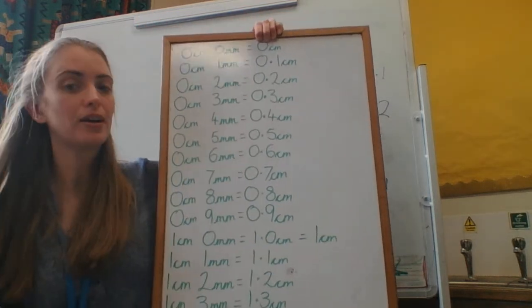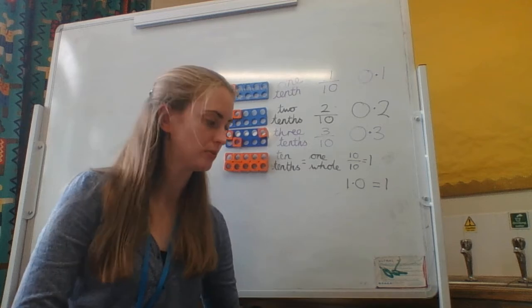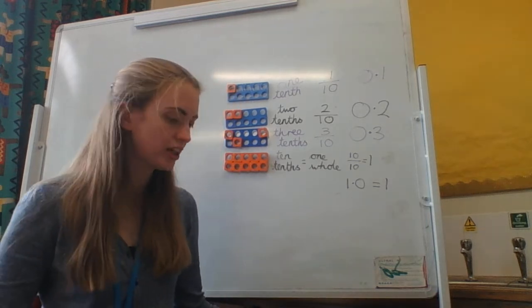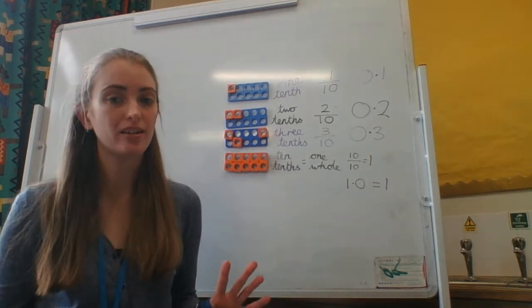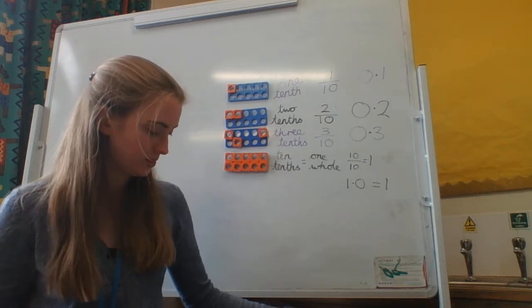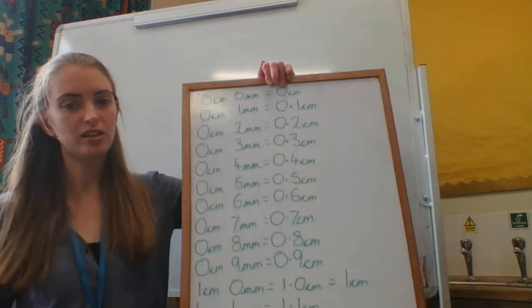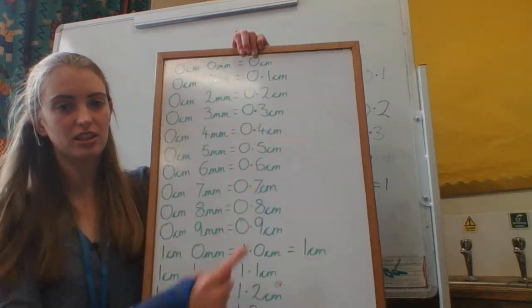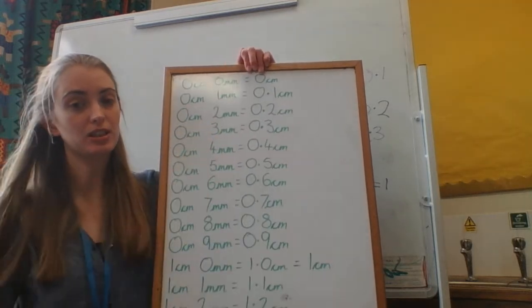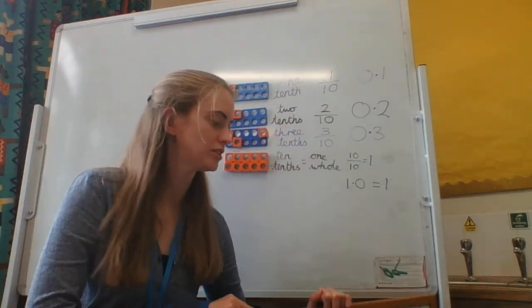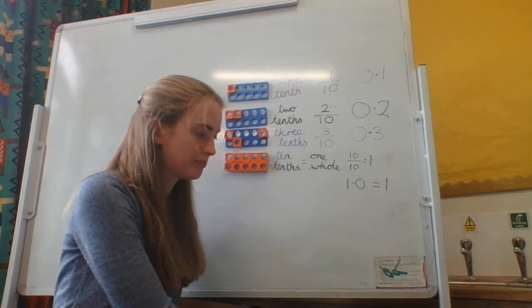Okay, and you can keep going and going with that, so you can try that by yourself. If I want to measure something, it can be faster to just write it as a decimal. Look how much shorter it is to just write it as a decimal as opposed to centimetres and millimetres. So lots of people like to write them as decimals because of that.